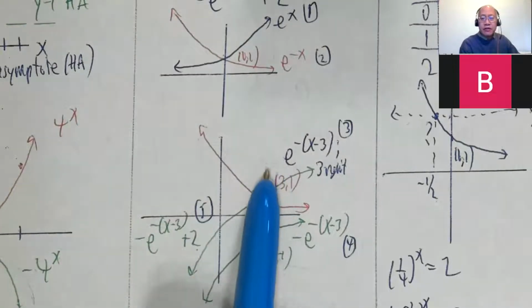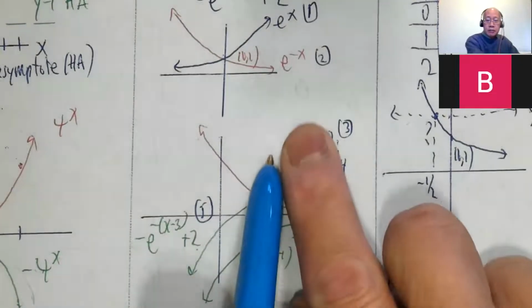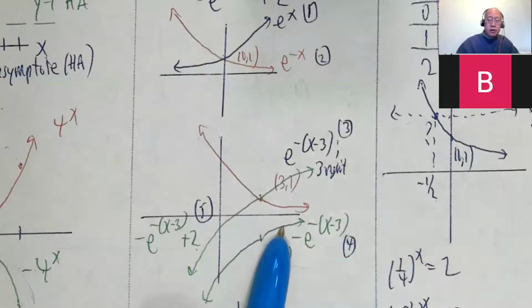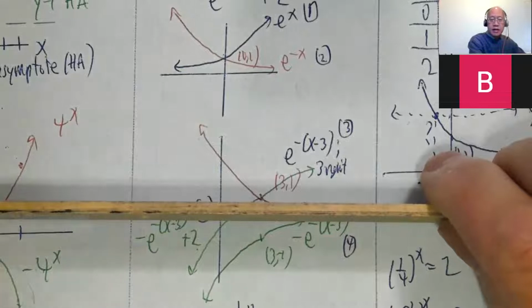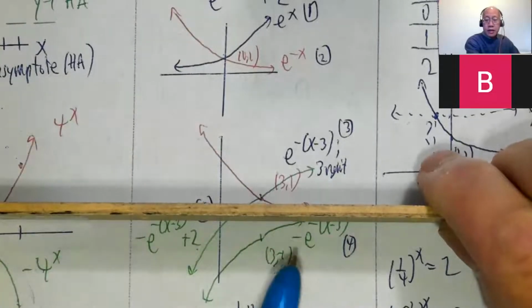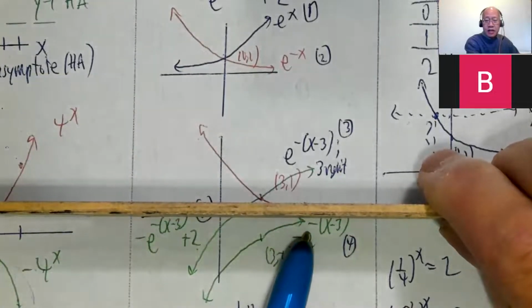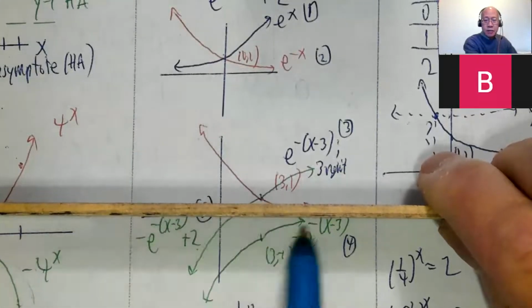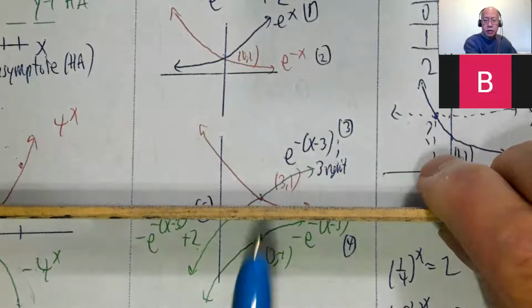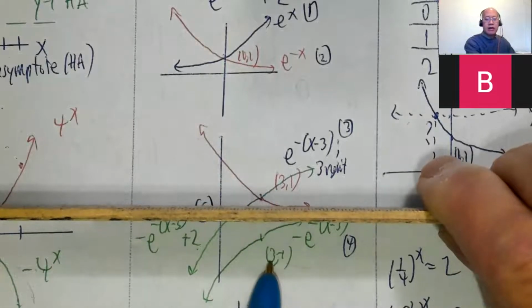Now, negative in front of the whole thing. So put minus in front of the whole thing. Think of this red graph now. I know there's a lot of graphs in the way. That red graph, the negative in front of e to the negative x minus 3, reflects across the x-axis. So this thing bounces down over to here. So 3, 1 becomes 3, negative 1.